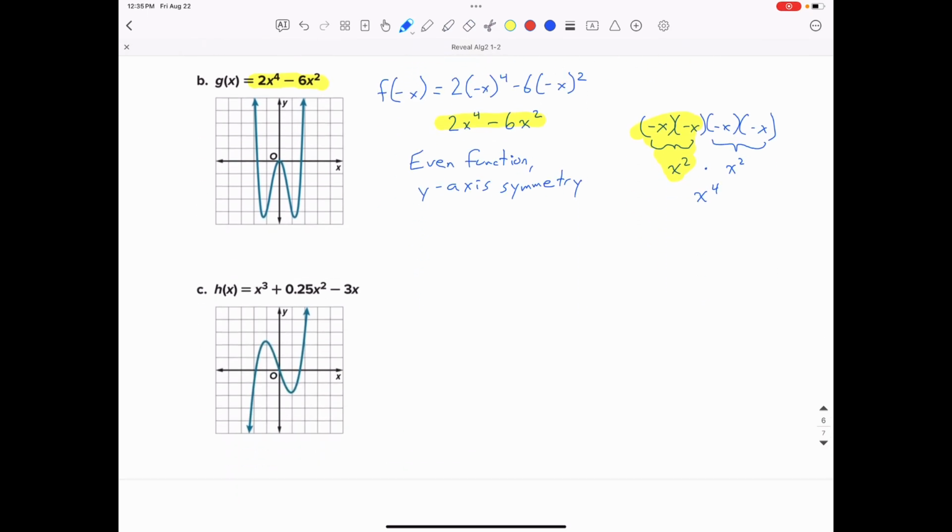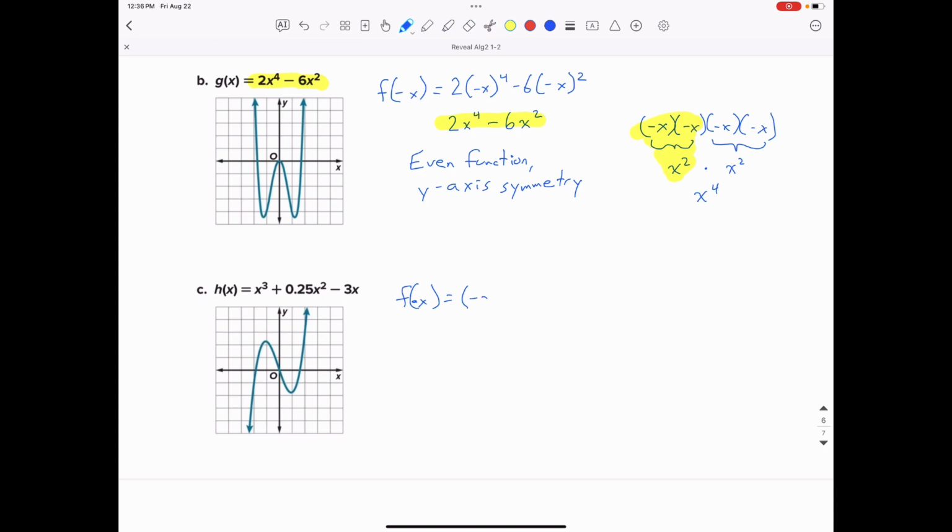And then part C. Part C, I don't think it's going to have y-axis symmetry. Doesn't look like you can fold it over the y-axis, but it does look like it's got origin symmetry. I think you can flip that upside down, and it does look like it's going to have origin symmetry. So we've got the function there. We're going to verify this algebraically by figuring out what f of negative x is. So I'm going to replace all of the variables with negative x.